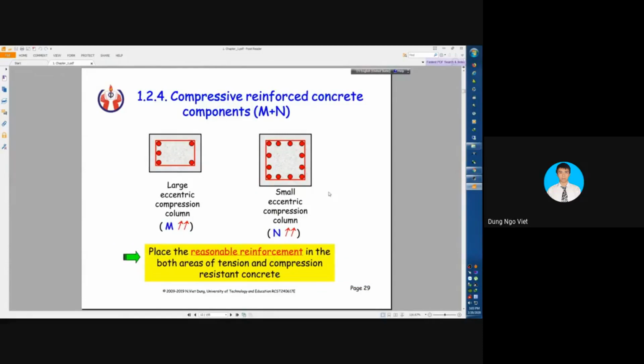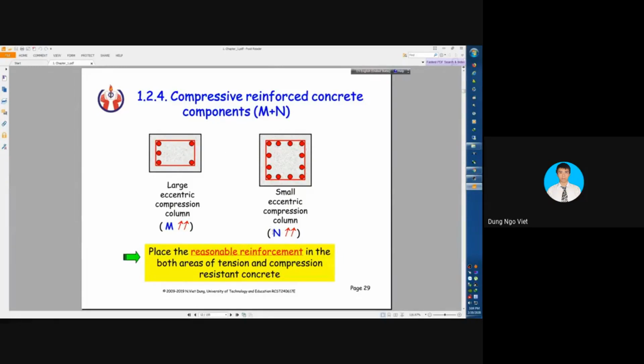That is the compressive reinforced concrete components. So we have two column models, and these two column models bear a combination of loads including moment and axial force. If the moment is big, it will be the large eccentric compression column, and the reinforcement is calculated and arranged in this section.